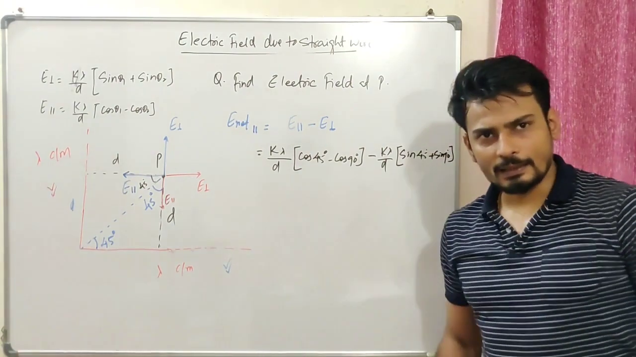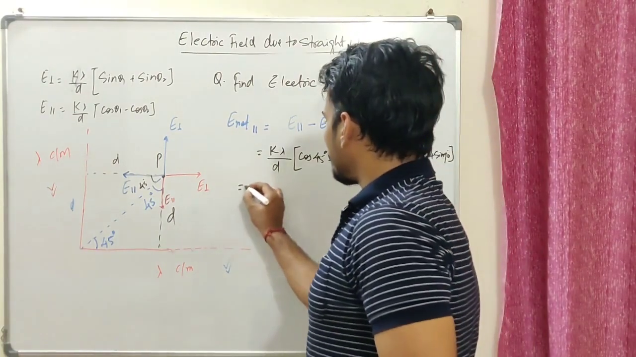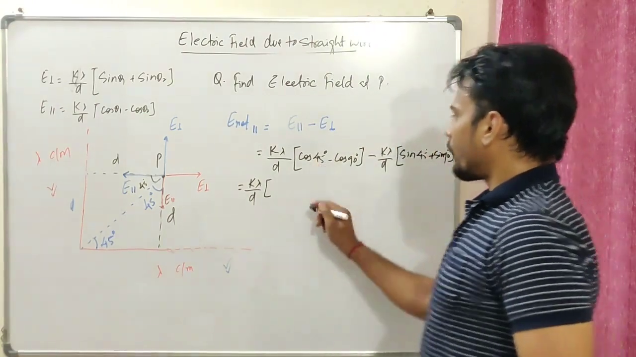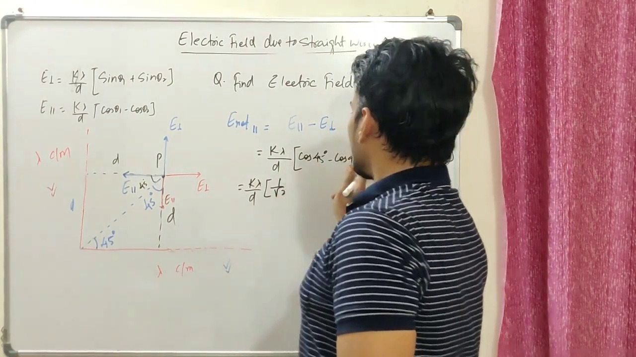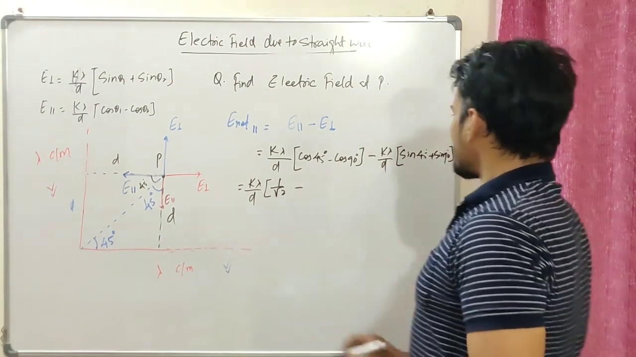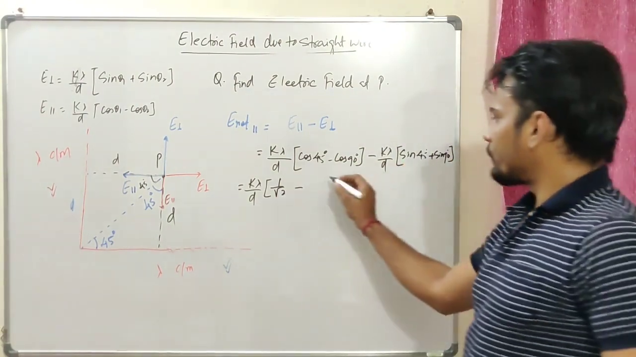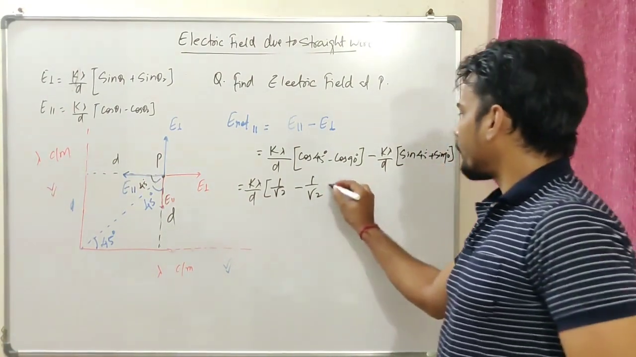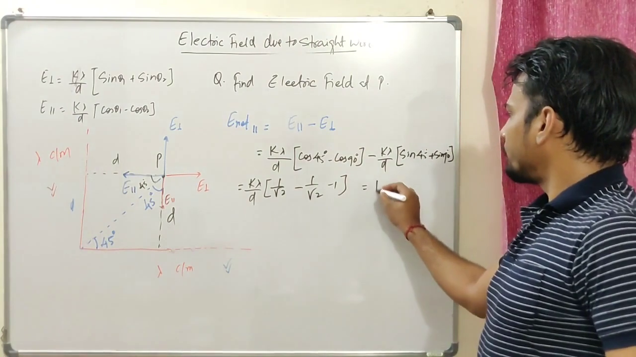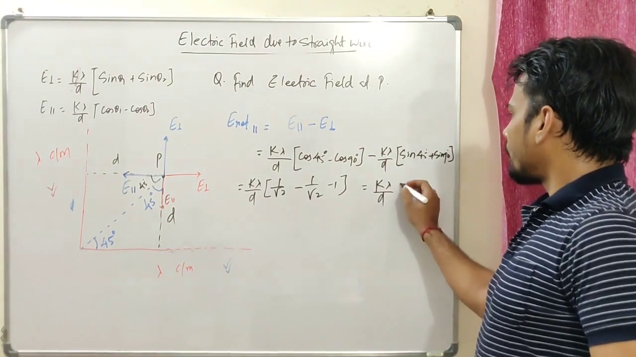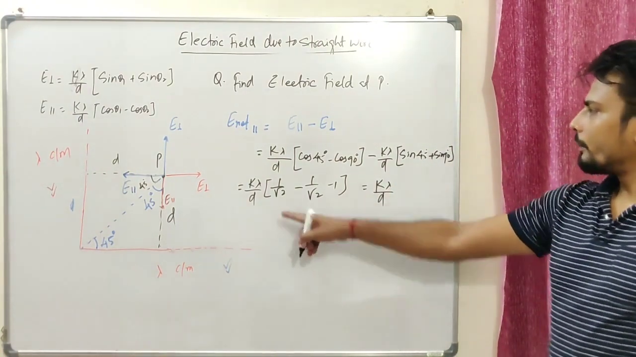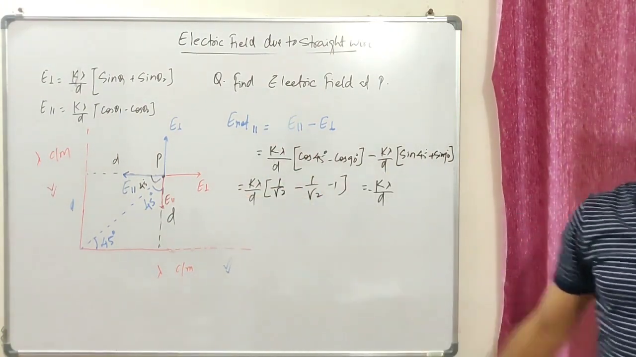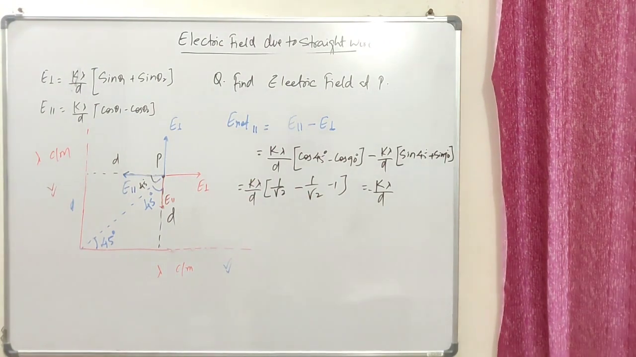Now the rest part is simplification. I'm going to take K lambda by D common. Cos 45 is how much? 1 by root 2. Cos 90 is 0, forget it, minus sin 45, which is 1 by root 2, and sin 90 is 1, so 1 minus 1. I'm going to have K lambda by D times minus 1, because these two will be cancelled, right? So let's say minus means towards left. That's not a problem over here.